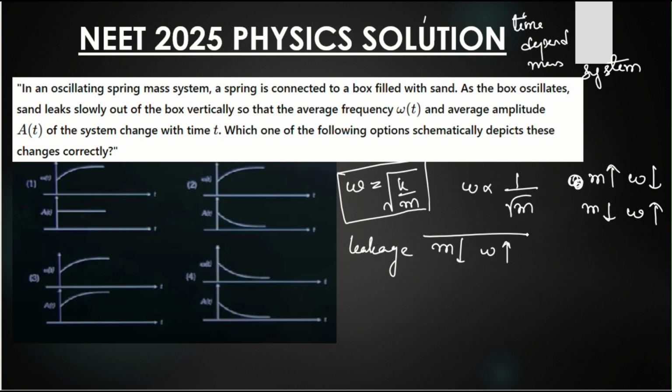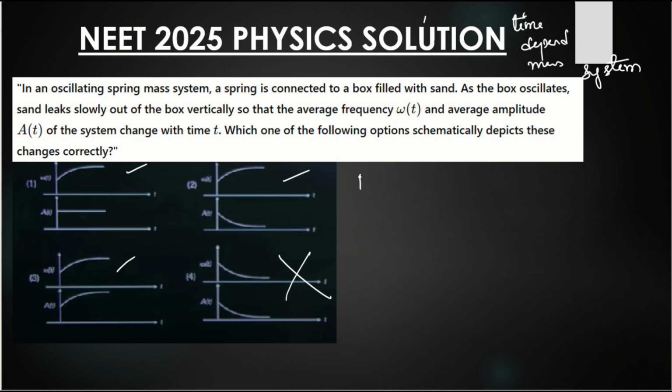So in option 1, omega is increasing, option 2 it is increasing, option 3 increasing. In option 4 it is decreasing, so it is eliminated. This option is eliminated here.